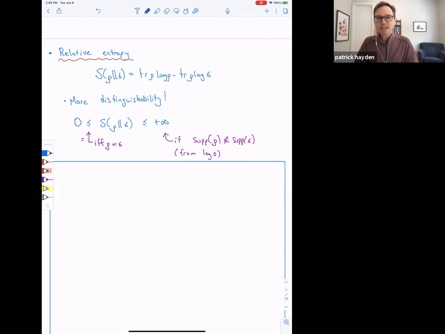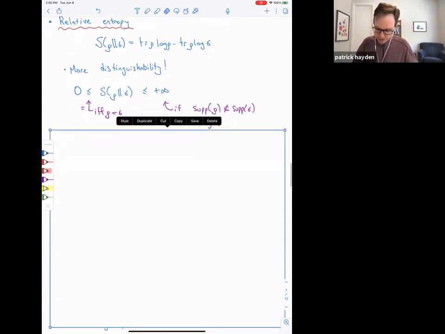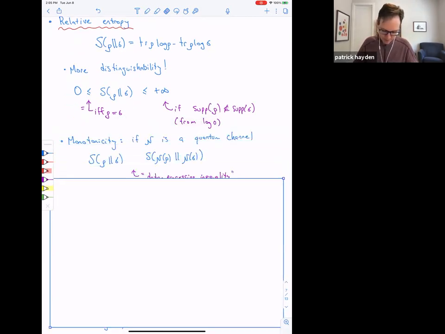And in particular, it's infinite if you just have two pure states that are not the same. Even if they're not orthogonal to each other, this thing is going to be infinite. And so that would seem to be a defect, but it's an extremely useful function.